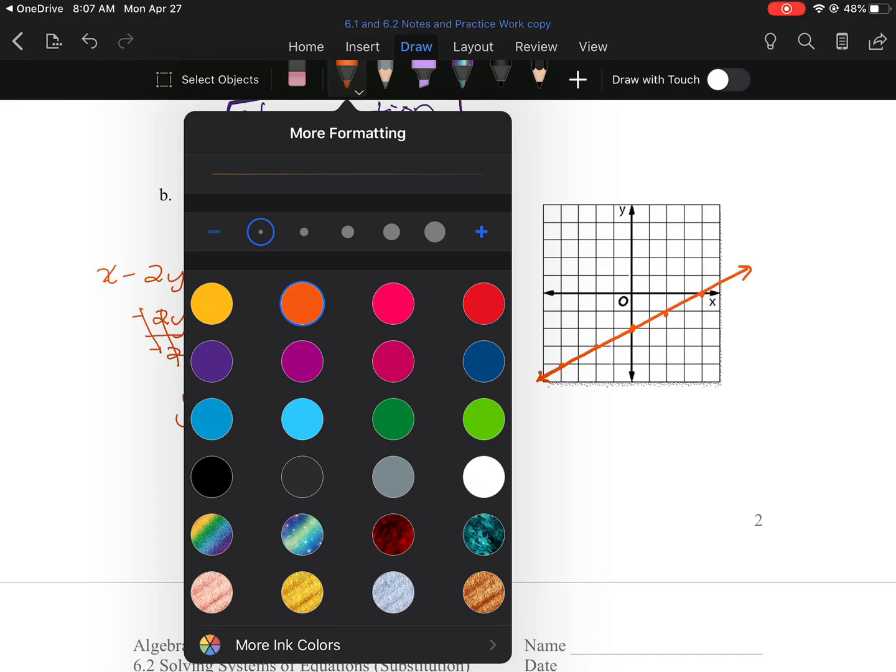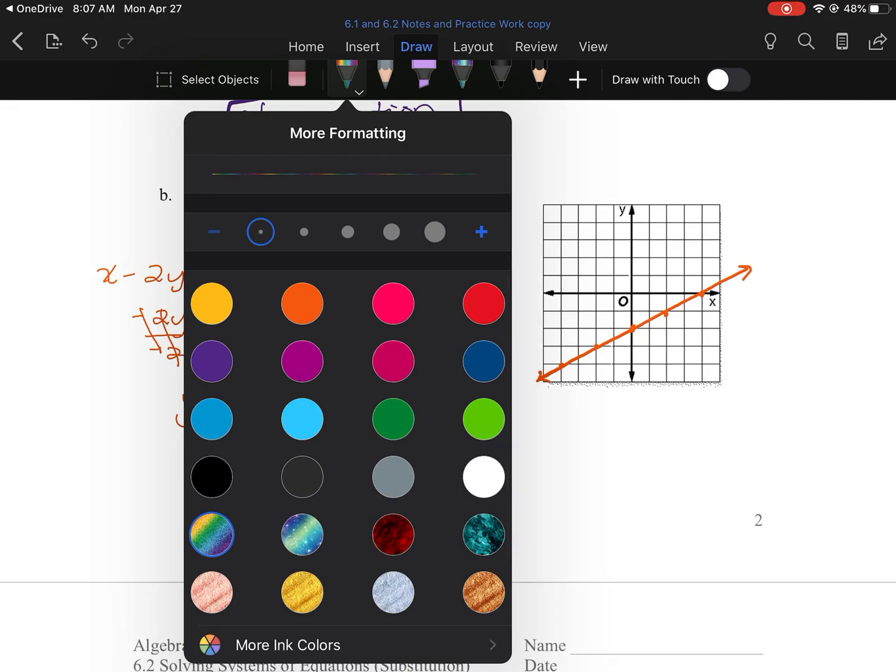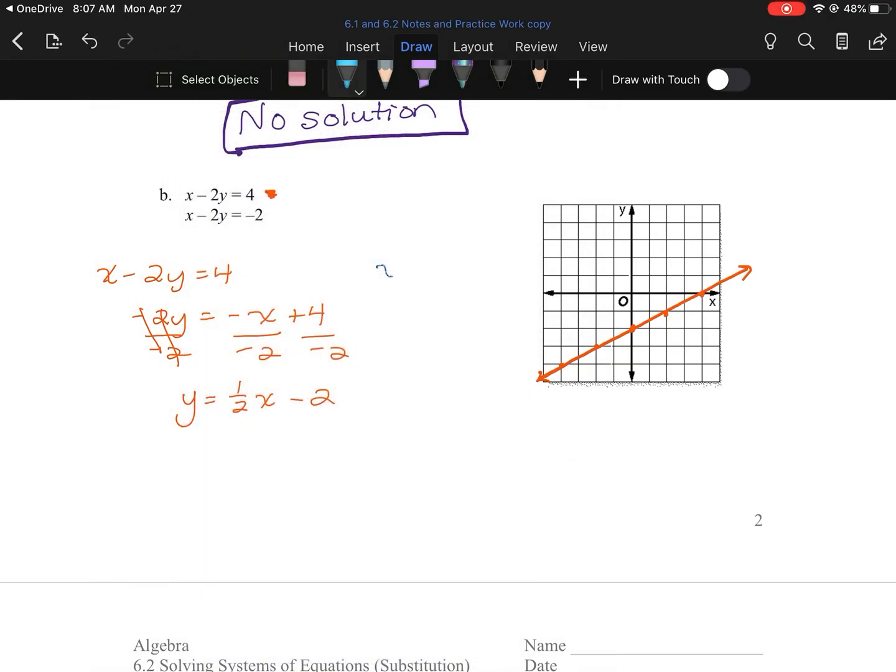All right, let's do this rainbow color. For my next equation, it is, oh, I don't know if that's going to work out too well. Let's try this again. So we're going to get x minus 2y equals negative 2. So I'm going to subtract x from both sides. Divide everything by negative 2. So we get y equals 1/2 x.